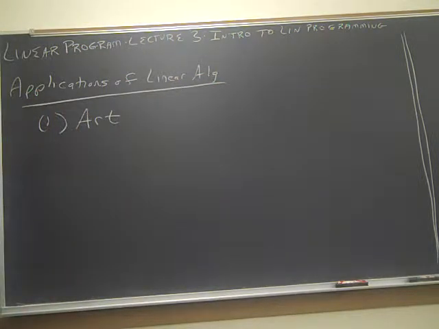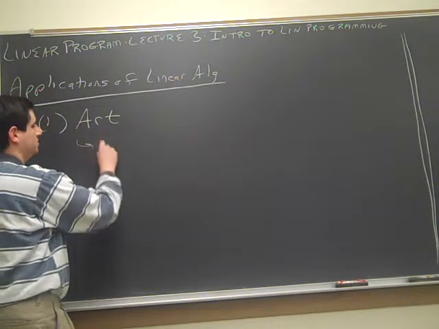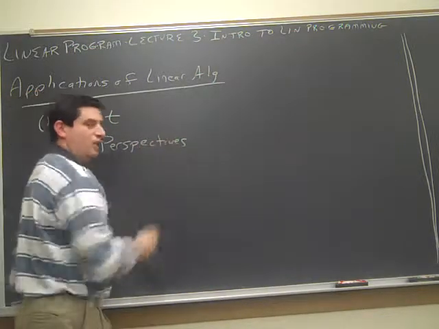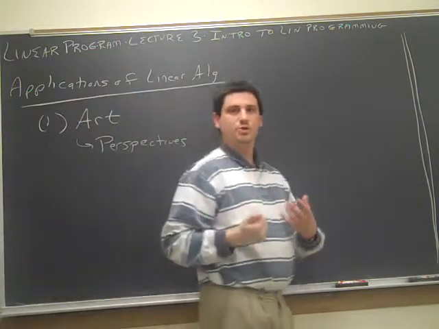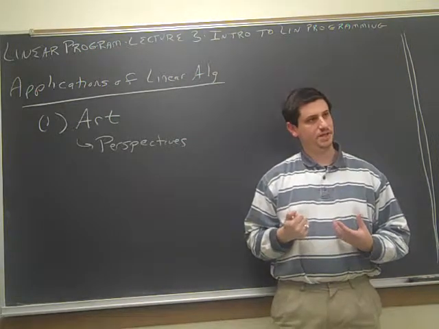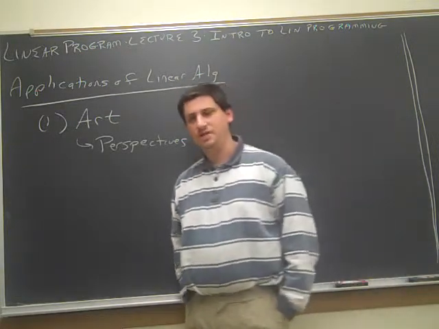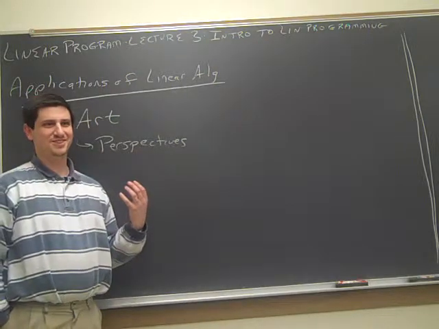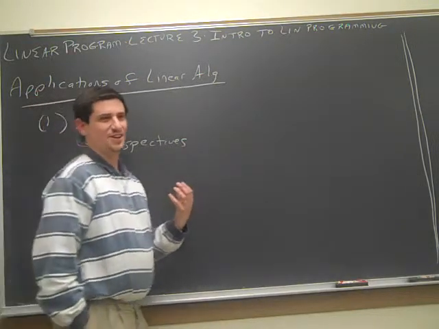How does linear algebra occur in art? Well, this happens. Trying to figure out where you should put people, how big they should be. One of my favorite artists is Eakins. Anybody here know Eakins?